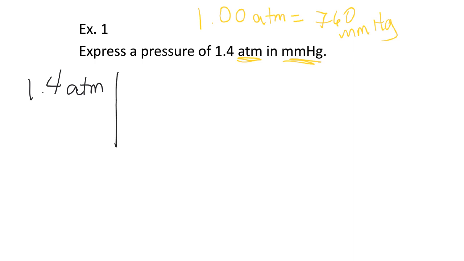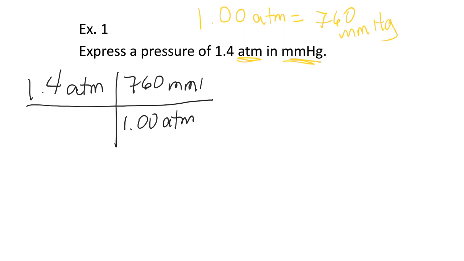So we're going to take the 1.4 atmospheres, and we're going to put 1 atmosphere on the bottom and 760 millimeters of mercury on the top. Okay? And when we multiply 1.4 times 760, we get 1064 millimeters of mercury.